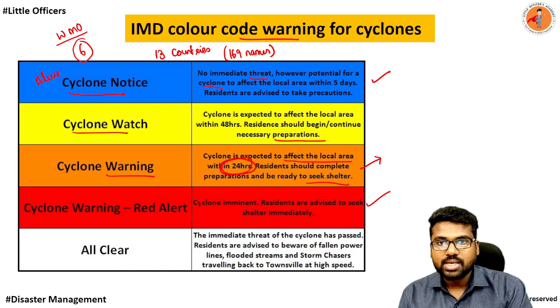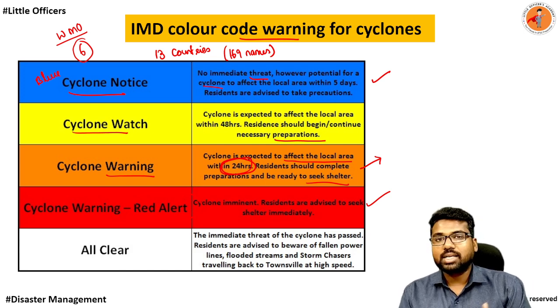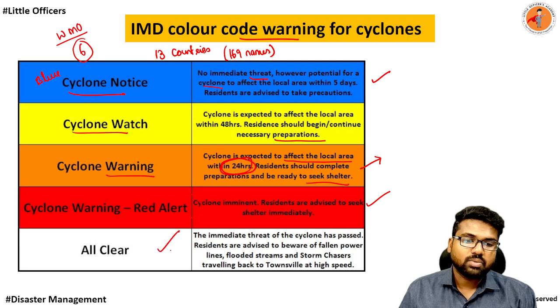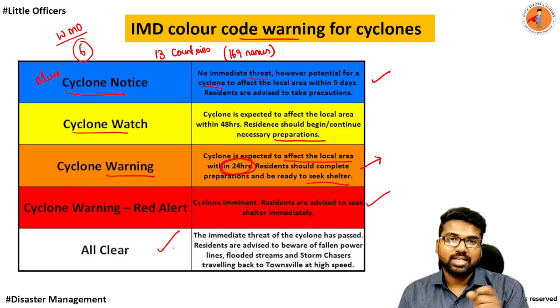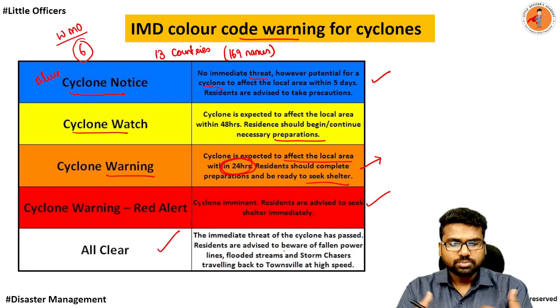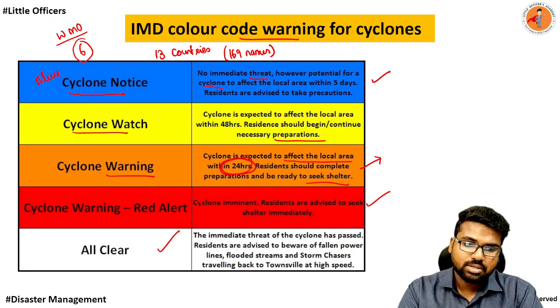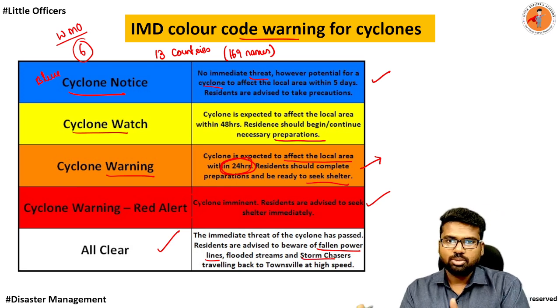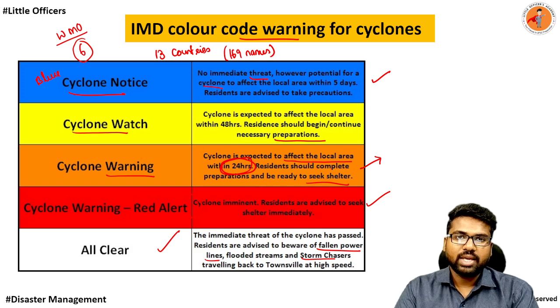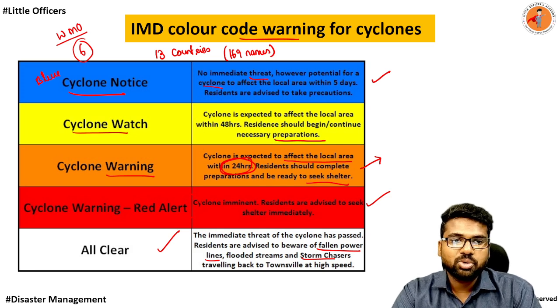Okay, once the cyclone hits and after that it dissipates, then there will be this white code, where there is an all clear message. That means now the cyclone has passed, and residents are advised to beware of falling power lines, flooded streams, and post cyclonic effects. So you take care of those post cyclonic effects.